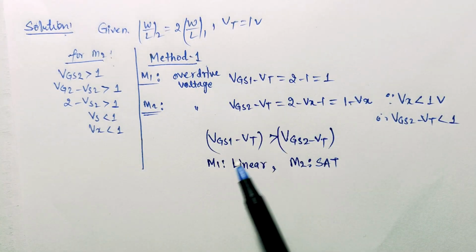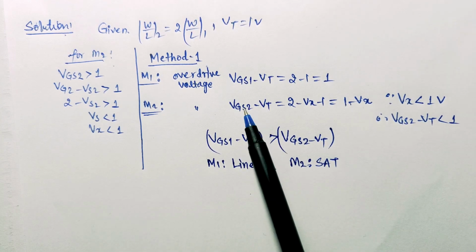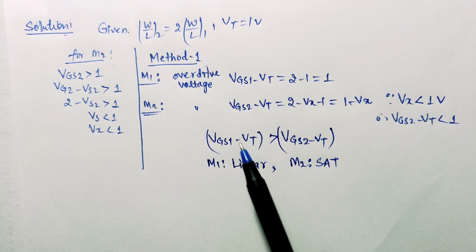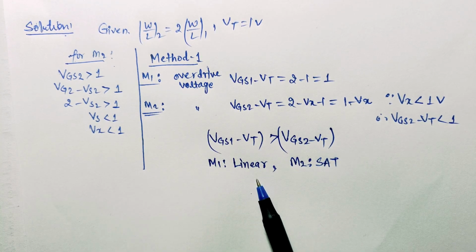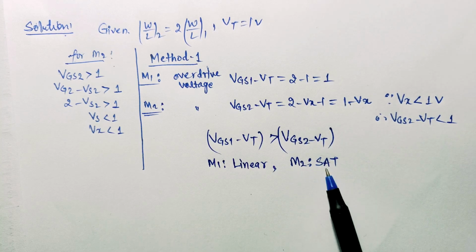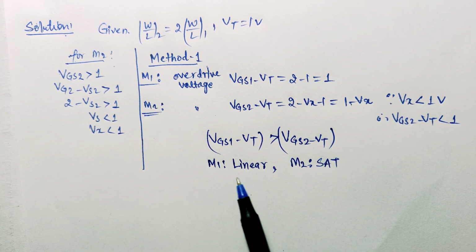Here we can see that the overdrive voltage of transistor M1 is greater than the overdrive voltage of transistor M2. The transistor with the higher overdrive voltage will be in the linear region, and the transistor with the lower overdrive voltage will be in the saturation region. So from this interpretation, M1 is in the linear region and M2 is in the saturation region.